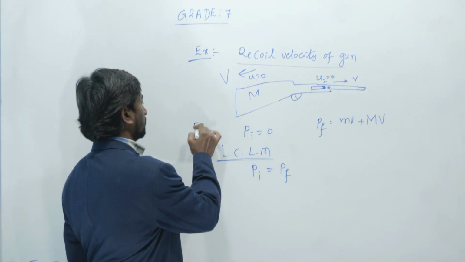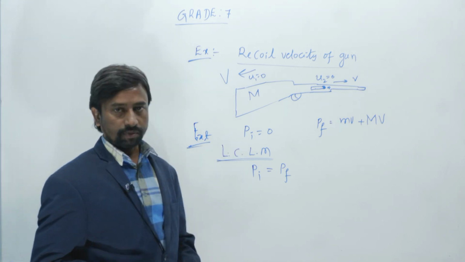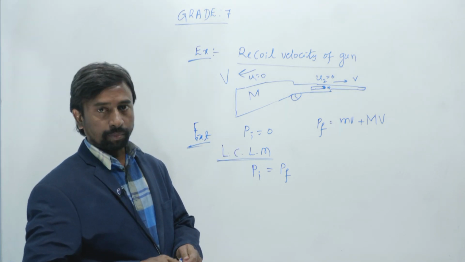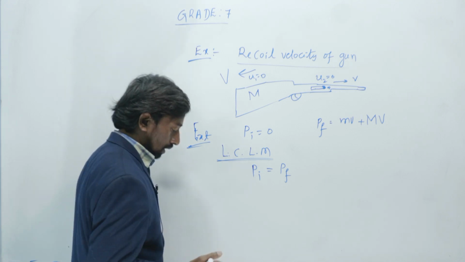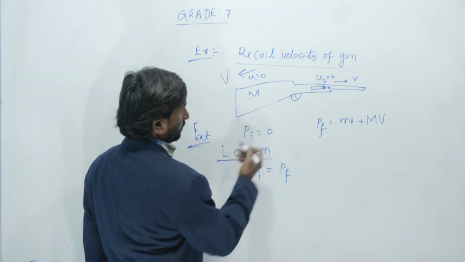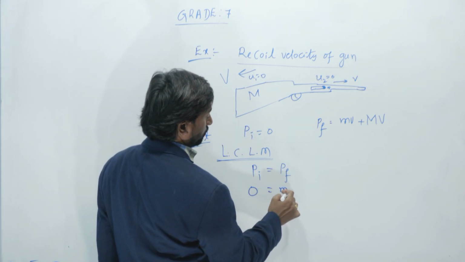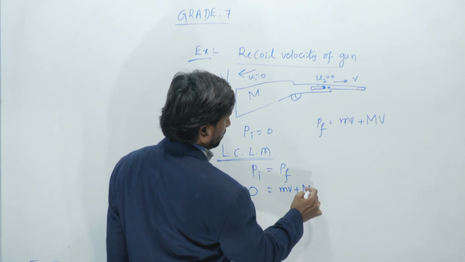So F external will be 0. If F external is 0, then the law of conservation of linear momentum will come into the picture. So now the total initial momentum is 0. Initial momentum will be 0 before the gun fires, and after the gun fires the total momentum is small m into small v plus capital M into capital V.